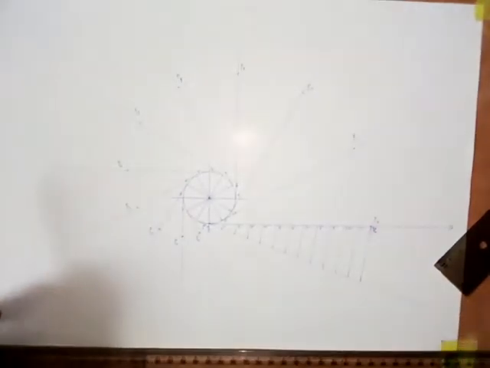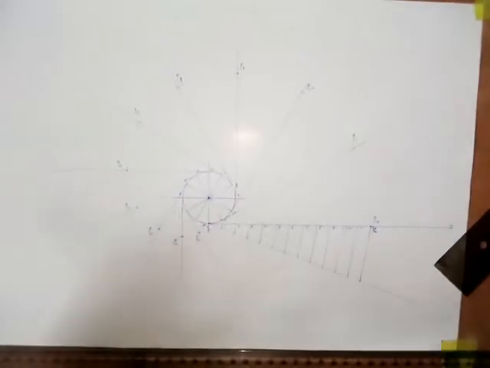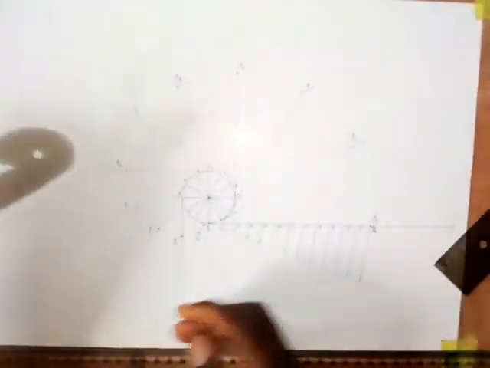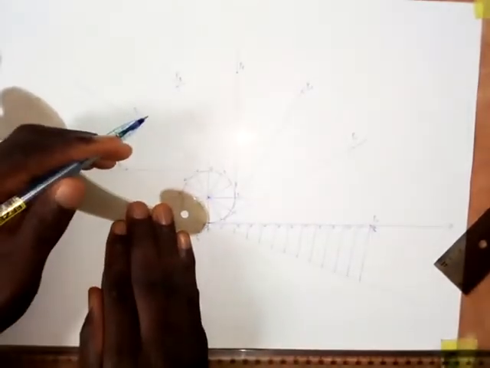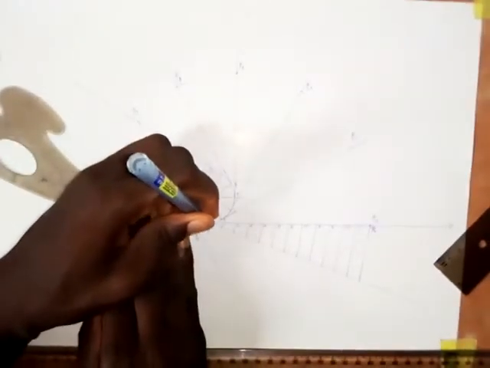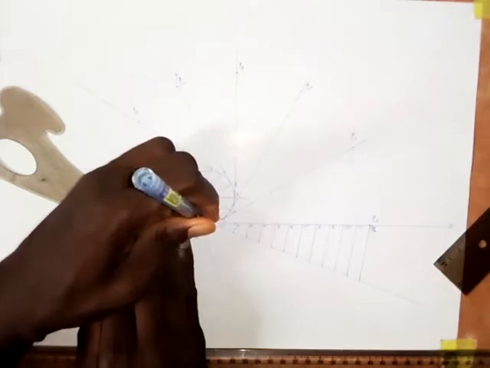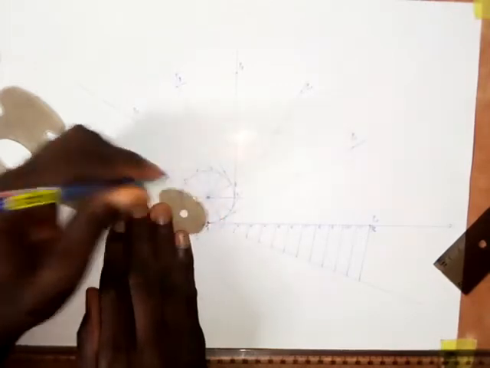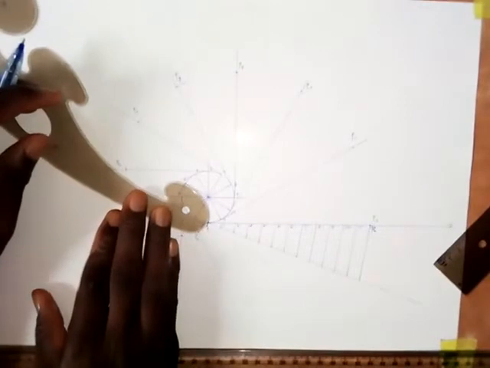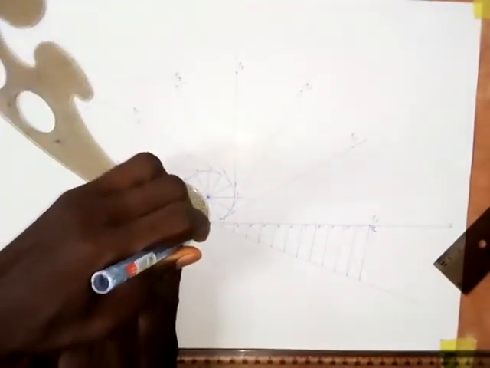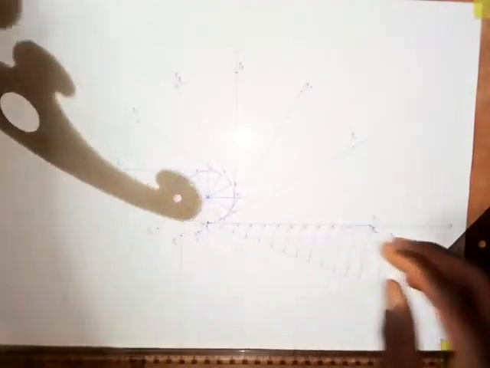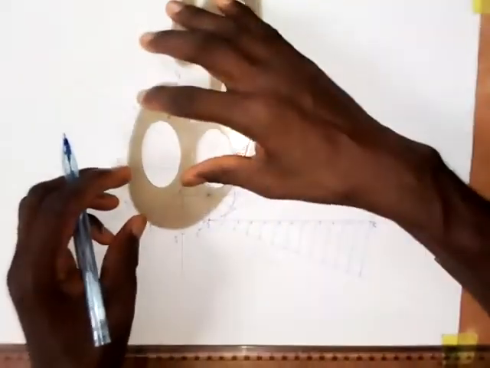The next thing we are going to do is join the points together with the use of our French curve. So we are making use of the French curve to join these points together. It goes like this. We join point P with P1. It goes like this. Then we have P1 joined with P2, and so we move on like this.